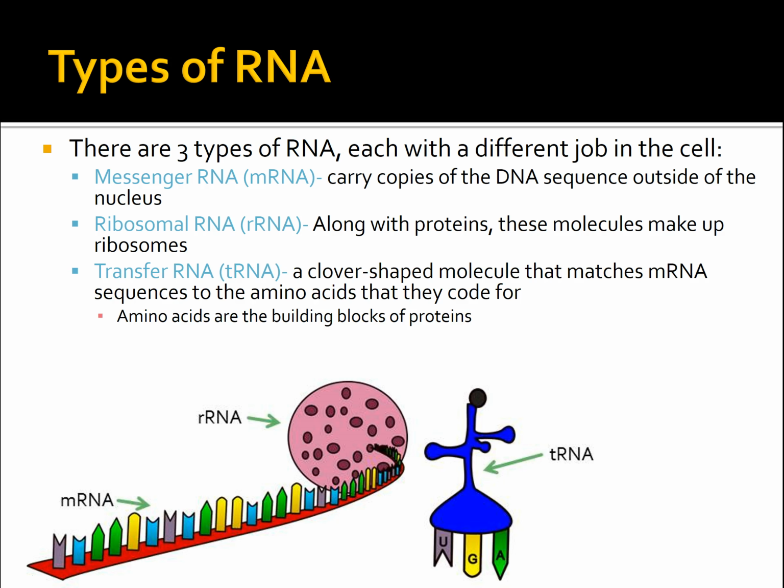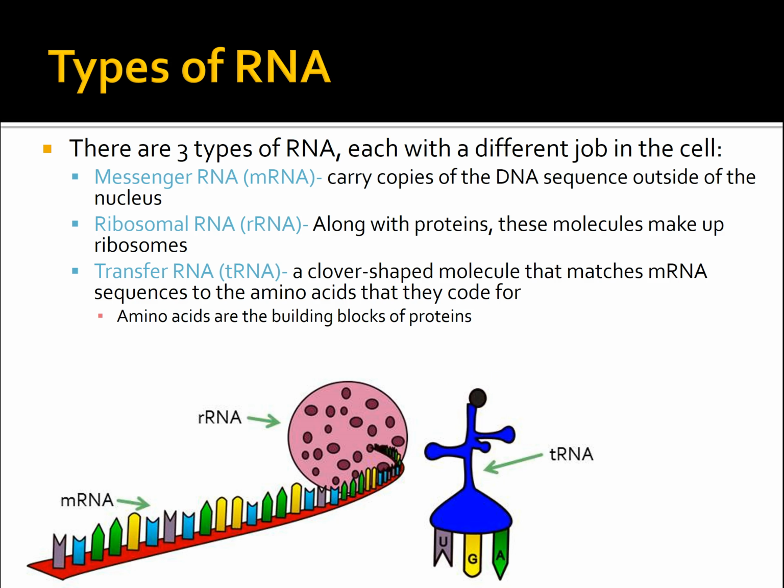Transfer RNA, or tRNA, is a clover-shaped molecule, you can see it here at the bottom, that matches an mRNA sequence to the amino acids that they code for. Amino acids are the building blocks of proteins, so all proteins are made of these tiny molecules called amino acids, and the tRNA is responsible for matching the sequence on the mRNA to the amino acid. And here's the amino acid that's then going to become the protein.